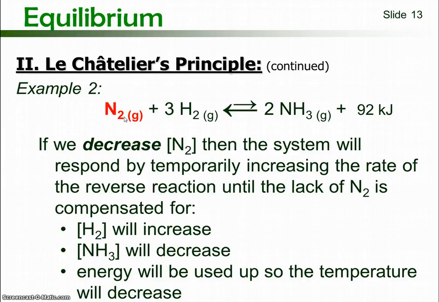And this makes sense because we have removed nitrogen atoms in the form of N2. We know from the last example that nitrogen atoms want to be equally distributed as N2 and NH3. So in order to make more of the N2 to compensate for what we just removed, we have to break up some of the NH3. In order to break up NH3, we need to use up the energy. So we're going to combine energy with NH3, and when we break it apart, we'll end up with more N2 to compensate for what was removed, and more H2. And then obviously we're going to decrease the NH3 and decrease energy because both of those are being used up.